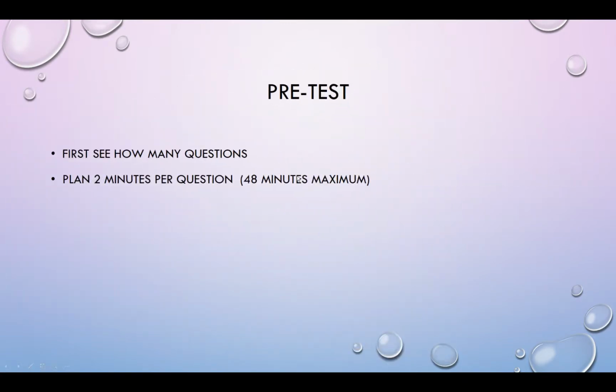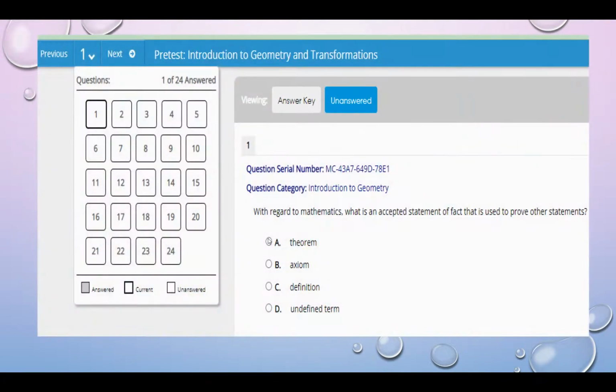Pretest. Every unit will have a pretest. First, you need to see how many questions are on that pretest. And when you do the pretest, you should plan for 2 minutes per question. So if it has 24 questions, you want to take 48 minutes maximum.